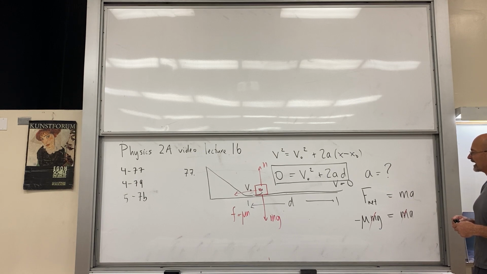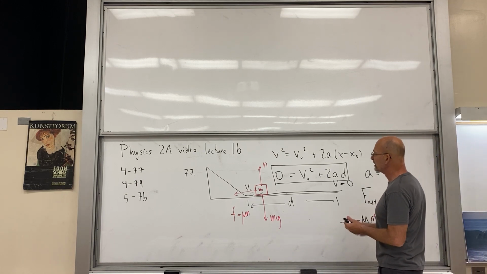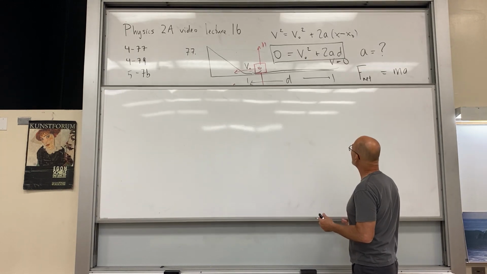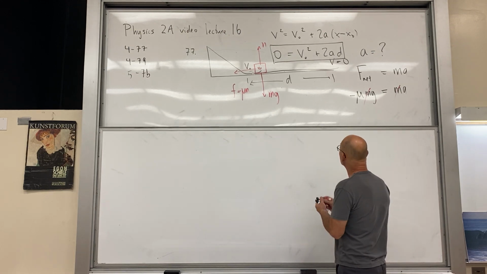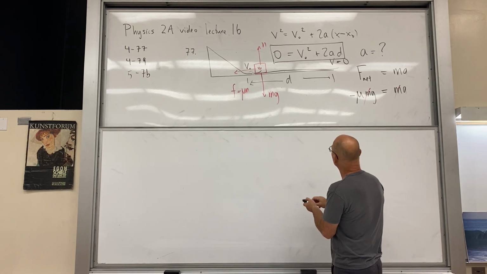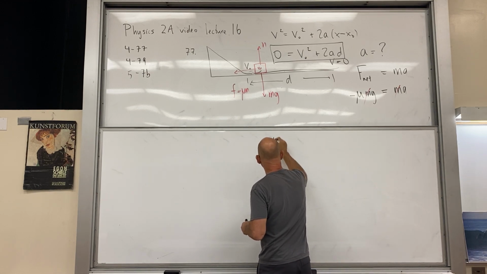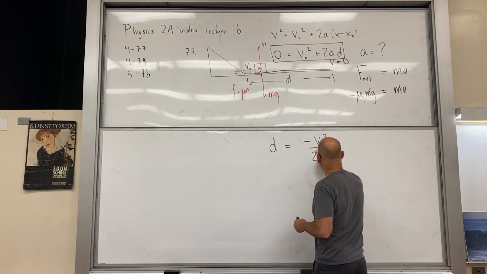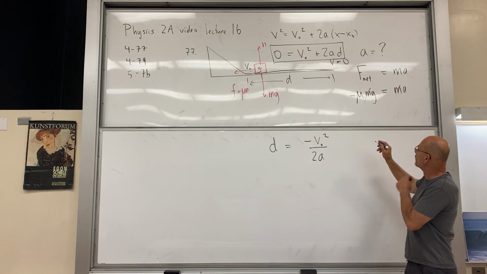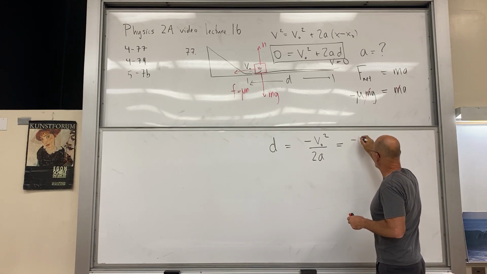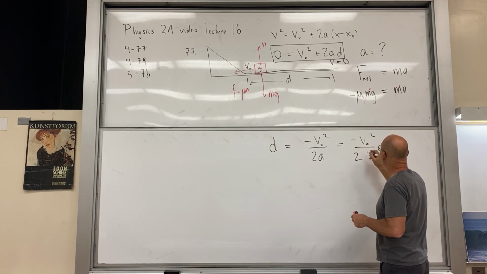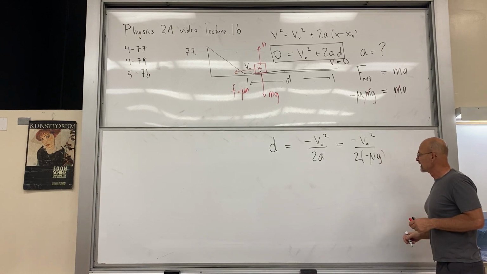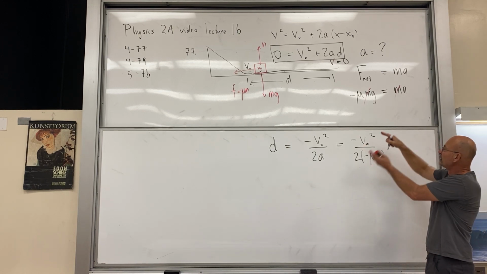That's what we're going to plug in the following way. I'll send this up so as not to crowd it. What we're going to do is solve for the distance in that upper equation. The distance traveled is equal to minus V0 squared divided by 2 times A. But we have an expression for A, so we have minus V0 squared divided by 2 times negative mu g. Minus signs cancel, that's nice because it's a positive distance.